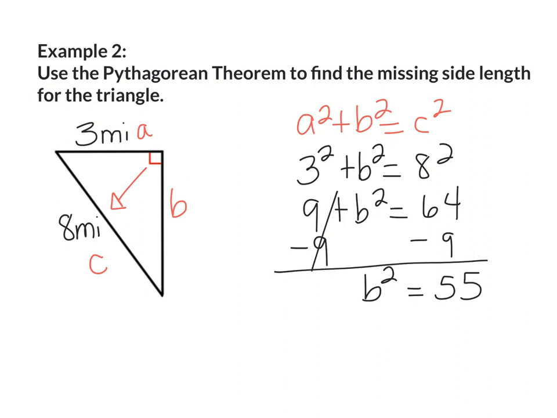Now I'm going to take the square root of both sides. So the square root of b squared is b. The square root of 55 is approximately 7.4. So the missing side is 7.4 miles.